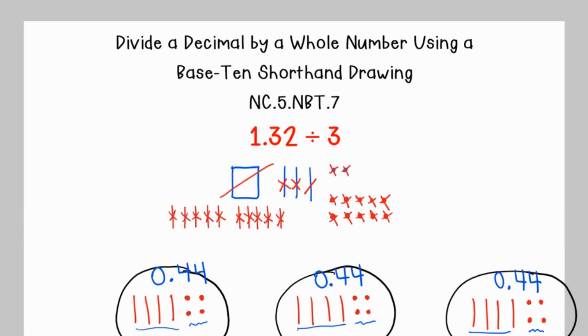And so I can see that 1 and 32 hundredths divided by 3 is 44 hundredths. And before we started to model to solve, we had thought about the fact that our quotient would definitely be less than 1 and 32 hundredths since that amount was being split into 3 equal groups. 44 hundredths is less than 1 and 32 hundredths, so I know this answer is reasonable. And again, this is how we can divide a decimal by a whole number using a base 10 shorthand drawing.